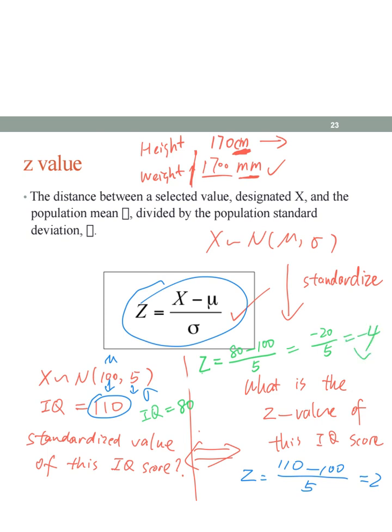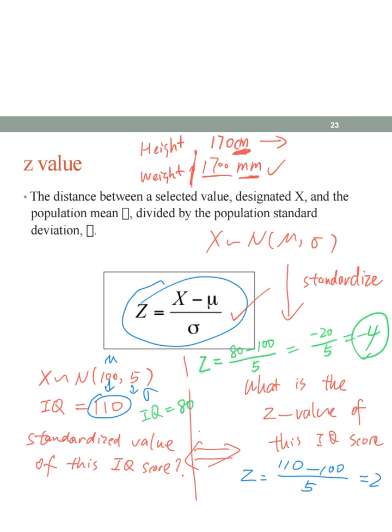So for this example, it gives us a clue. For z value, it's okay to have a negative number. If the raw data is less than the mean, our z value will be a negative number. Okay, so sometimes z value is positive, sometimes z value is negative.